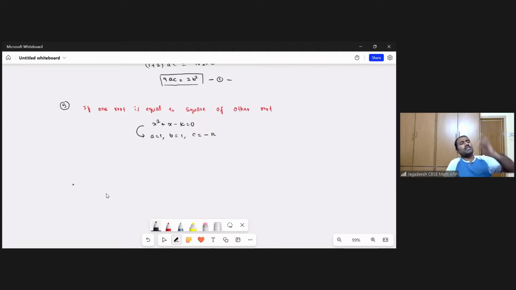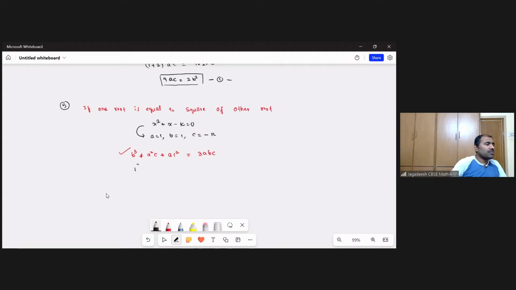Now, if one root is equal to square of other root, then yesterday we have discussed the condition. It is B cube, I'll write the condition also with red color. Please observe carefully. B cube plus A square C plus AC square equal to 3ABC. So this is the condition what we have derived yesterday, if one root is square of other root. Now simply substitute all the values.